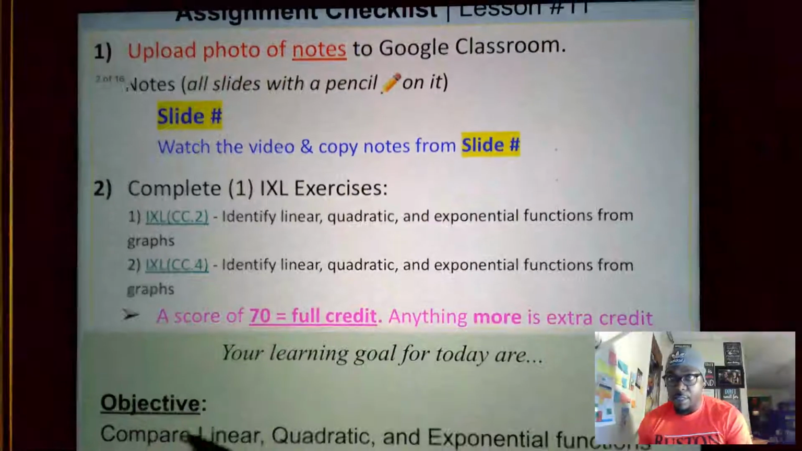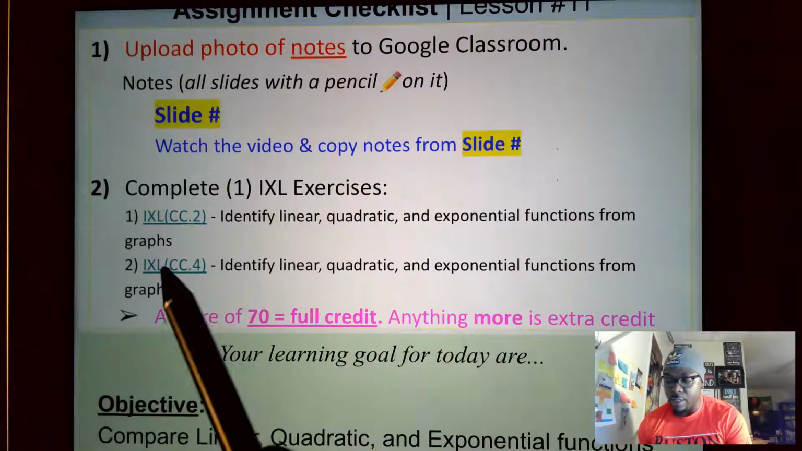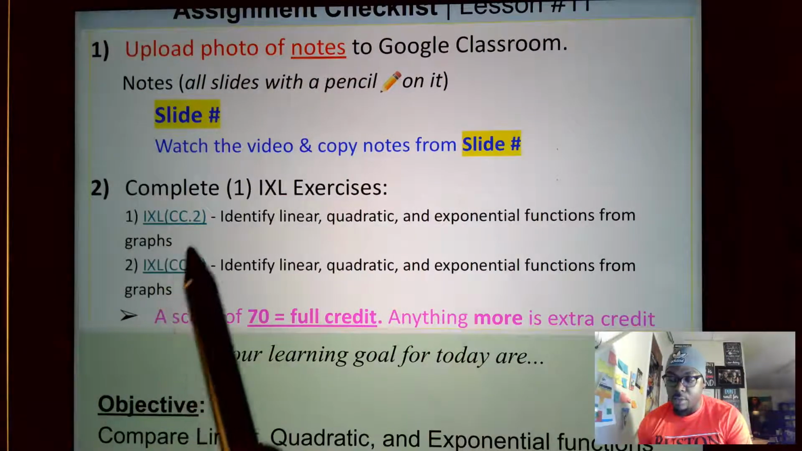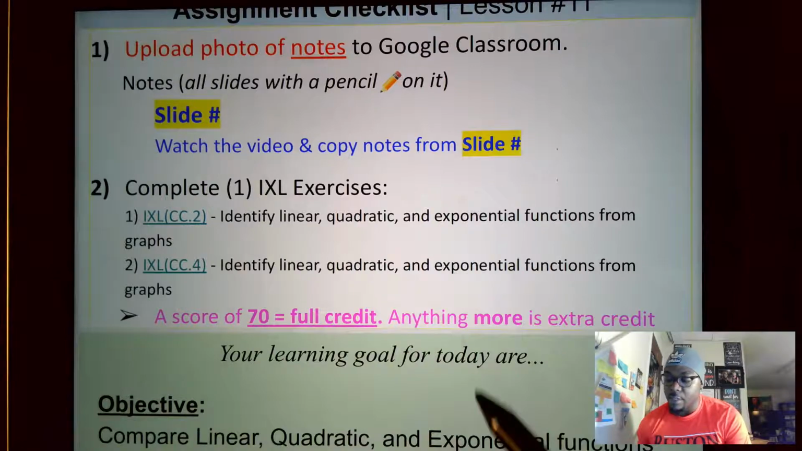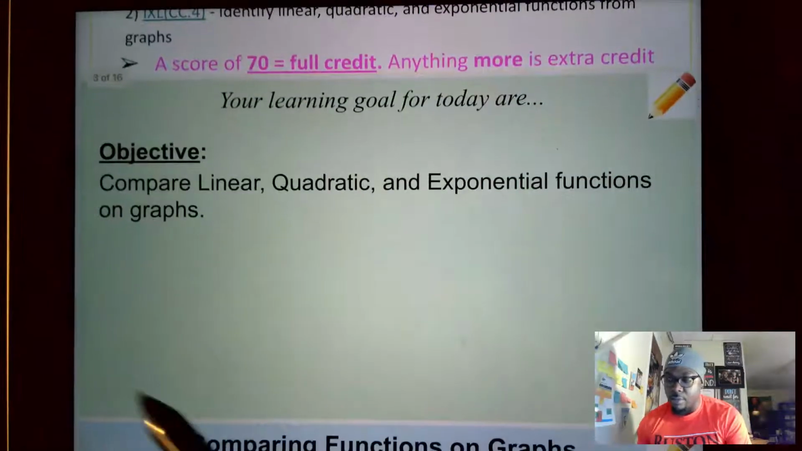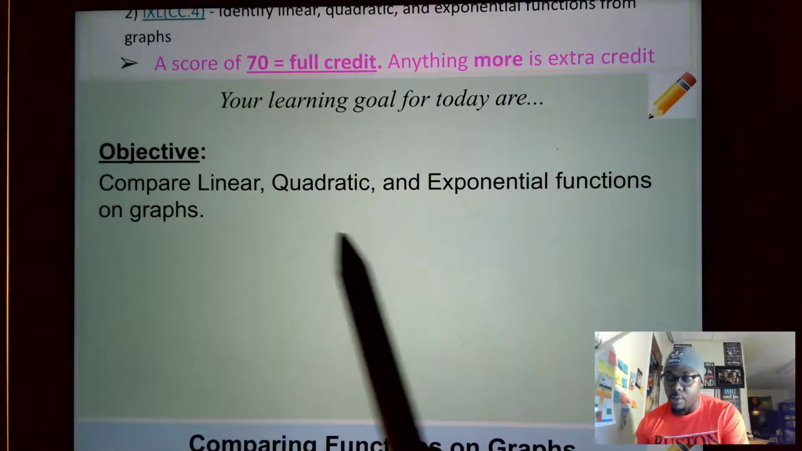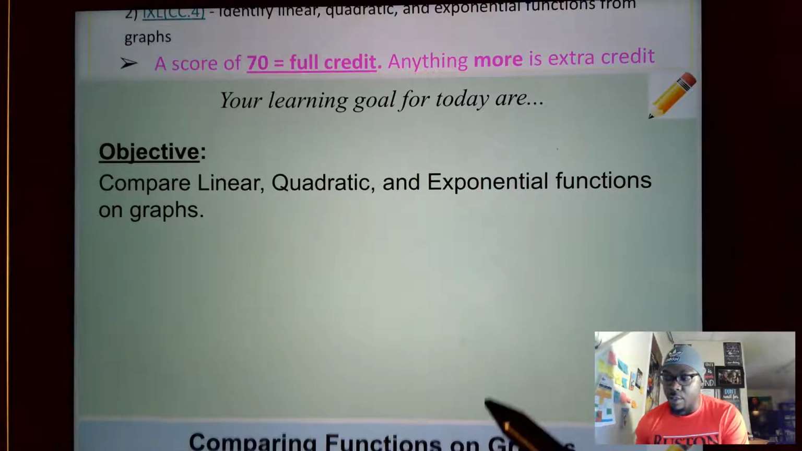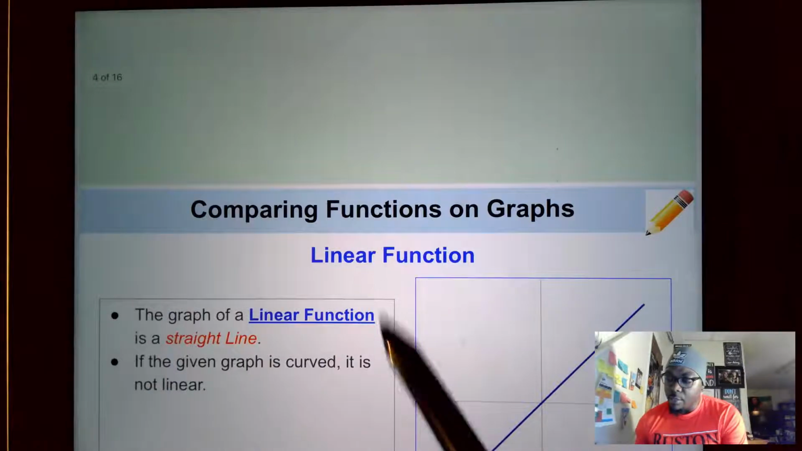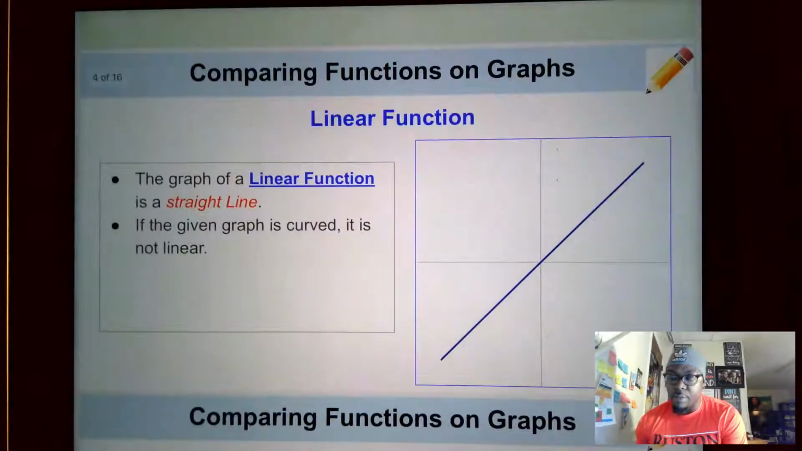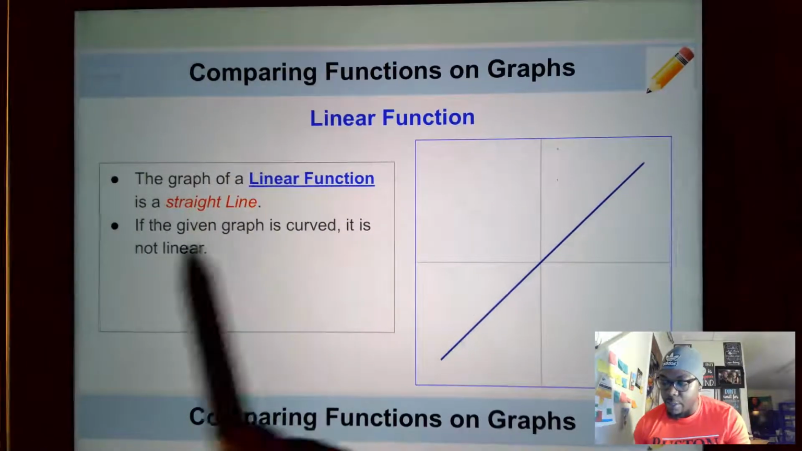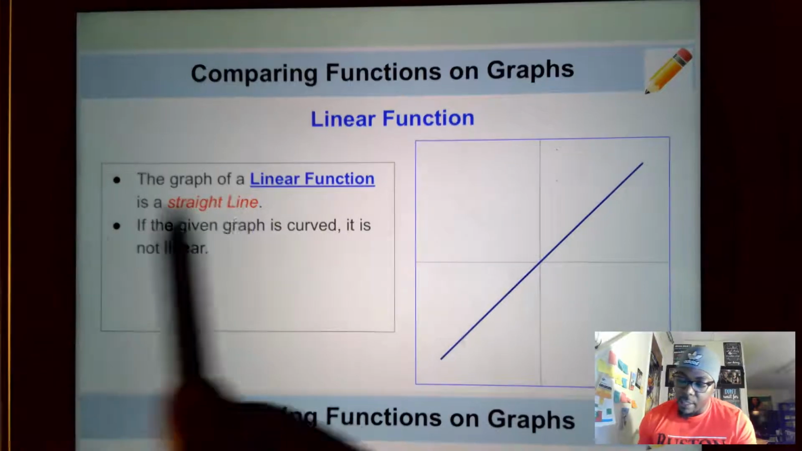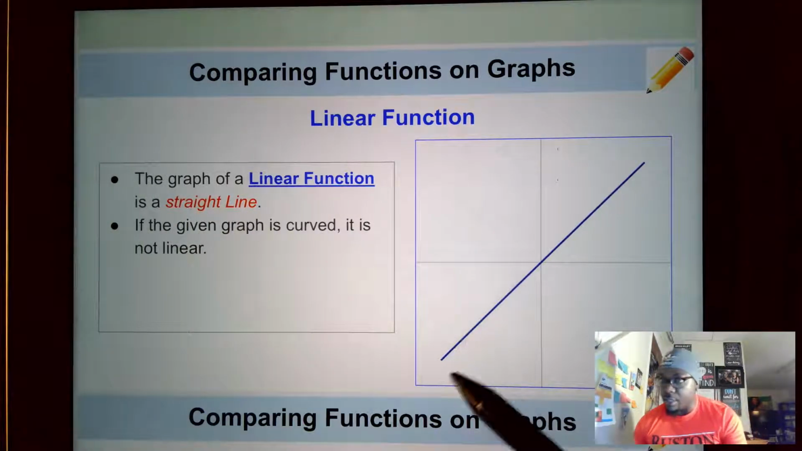As you can see, for this lesson, you have two IXLs, IXL CC2 and IXL CC4. One of the objectives for today's lesson is to compare linear, quadratic, and exponential functions on a graph. That's the first thing we're going to look at. What is a linear function? The graph of a linear function is a straight line, as you can see here.